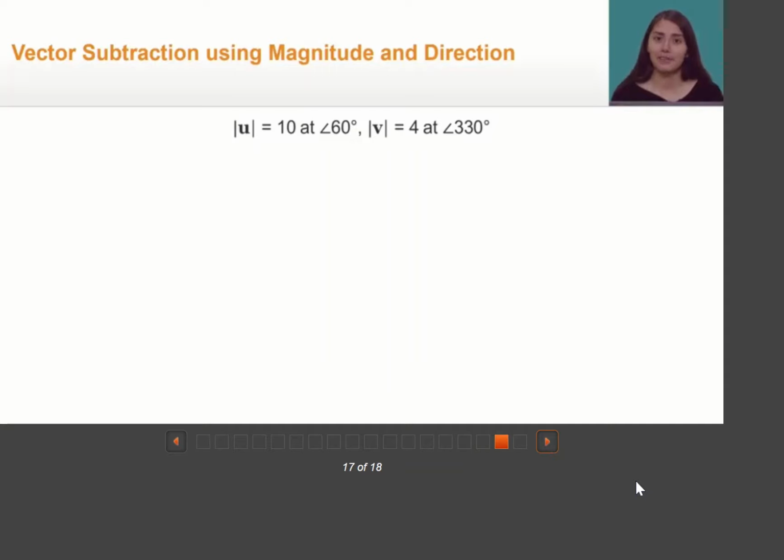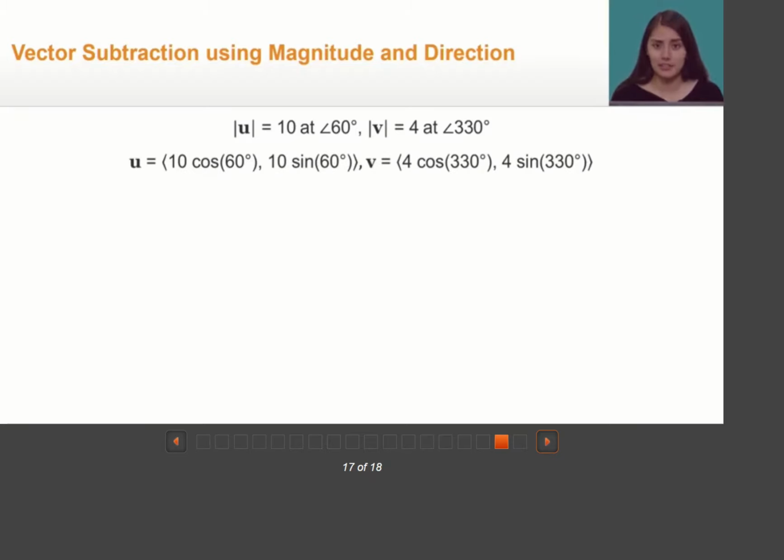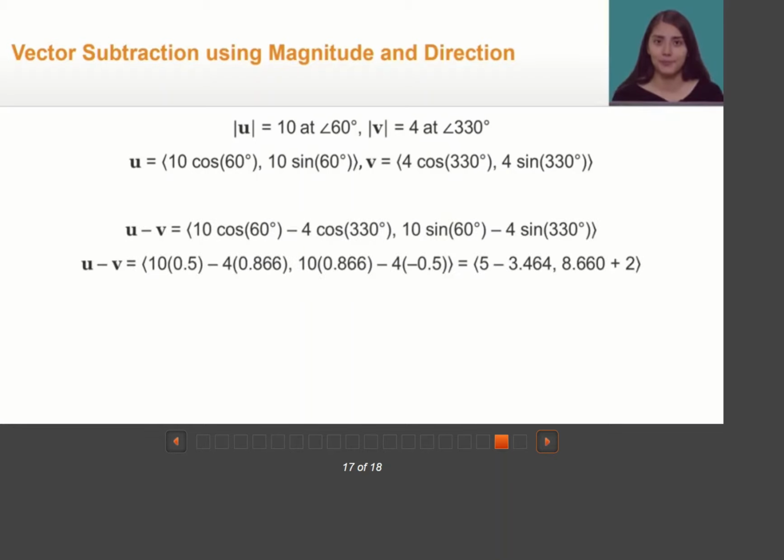We can also subtract vectors in polar form. Let's first convert from polar form to rectangular form. The x component of a vector is r cosine theta, and the y component is r sine theta. We can substitute in the values we know.